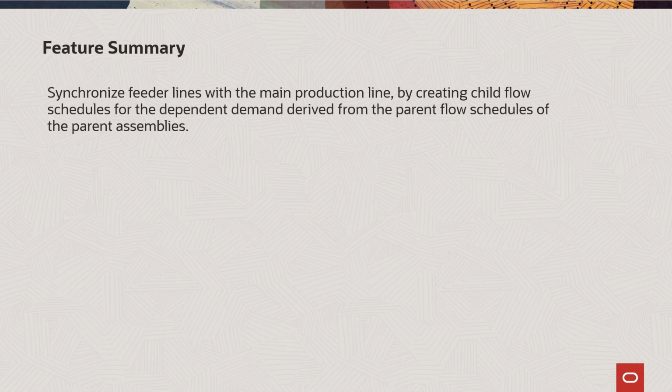To summarize, with this feature, for a given date range, you can synchronize feeder lines with the main production line by creating child flow schedules for the dependent demand, derived from the parent flow schedules of the primary production line.